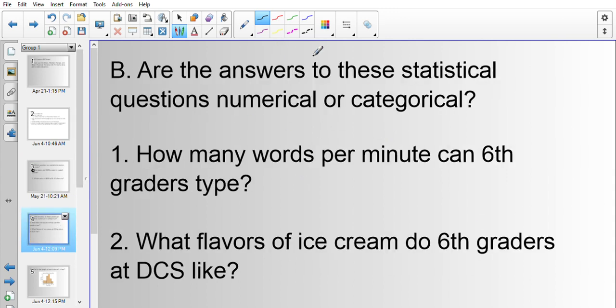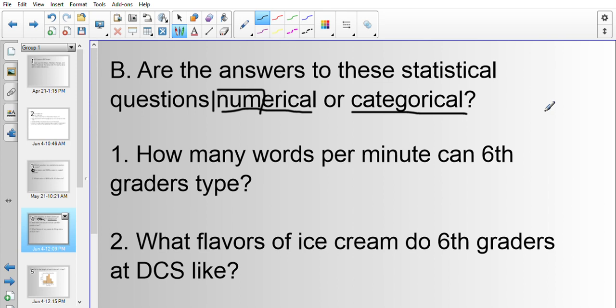Okay. So now we want to look at, are the answers to these statistical questions numerical or categorical? And if you remember from yesterday, numerical, you can think of the word number, right? So do we collect numbers to answer the question? Or can the question be answered categorically, or by using categories?